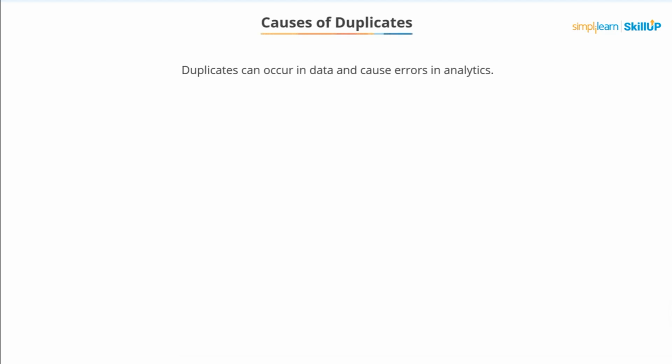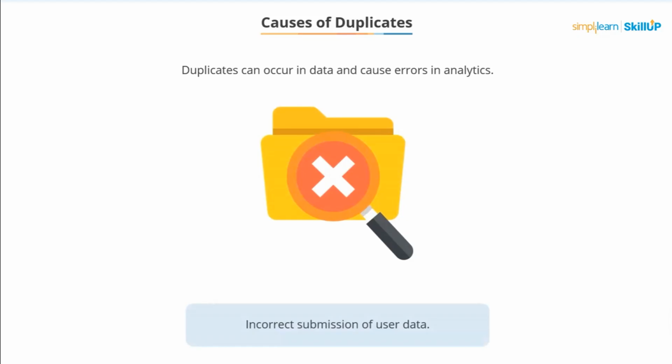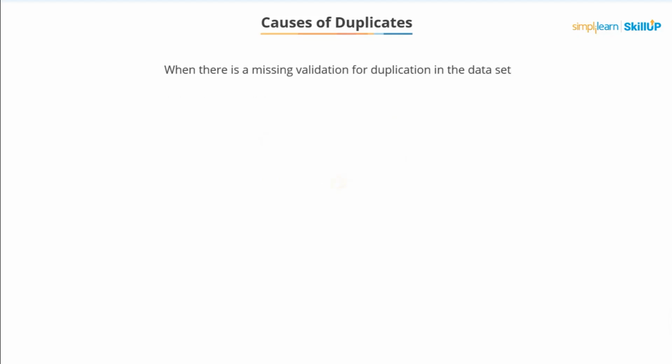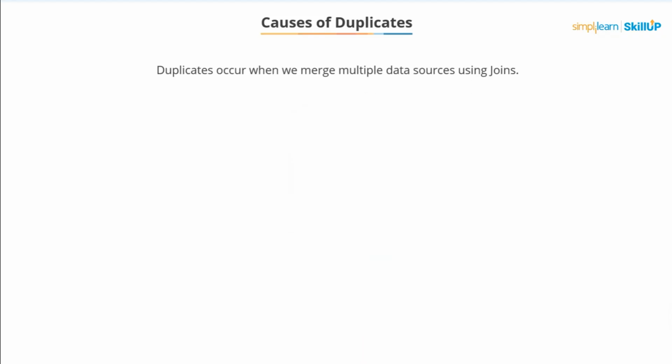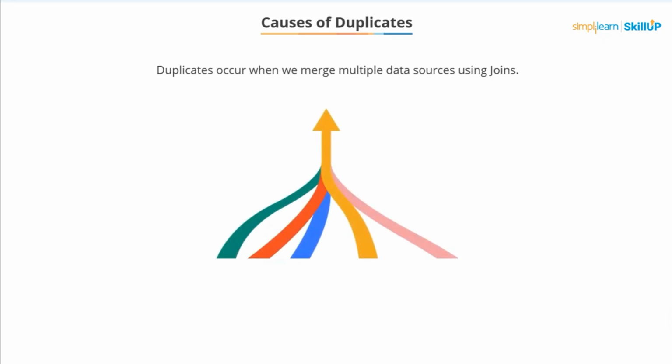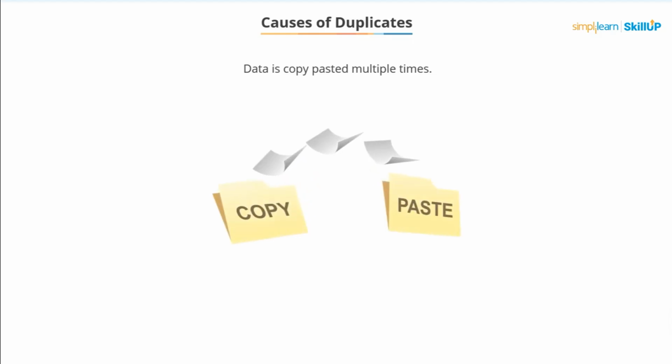Duplicates can occur in data and cause errors in analytics. Duplicates occur when there is an incorrect submission of user data multiple times, when there is a missing validation for duplication in the dataset, when we merge multiple data sources using joins, and also when data is copy-pasted multiple times.